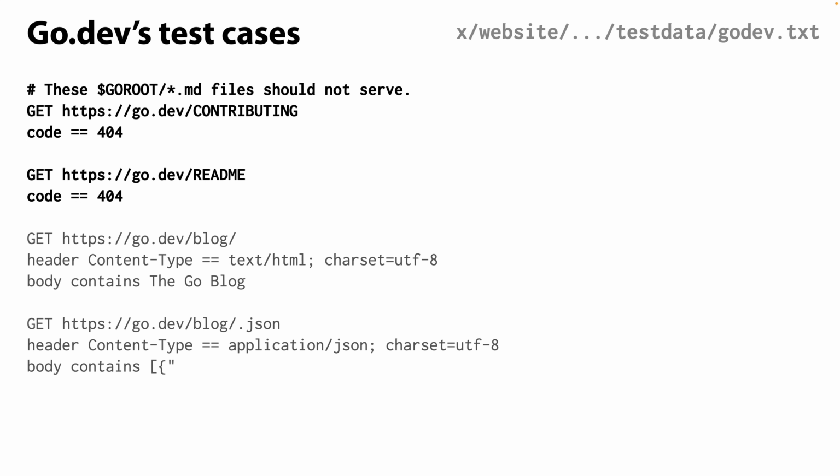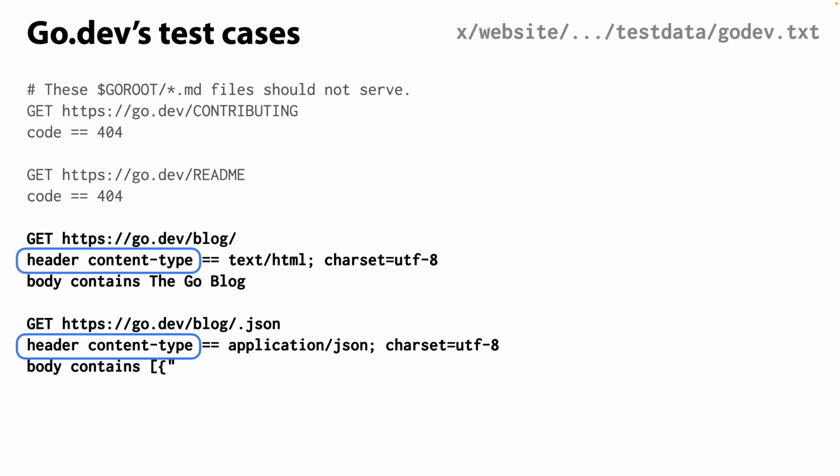We were accidentally serving these files from the Go repo root as if they were Go website pages. We want 404s for these instead. Another field you can test is header foo for some foo. In this case, the header content type needs to be set correctly for the main blog page and its JSON feed.